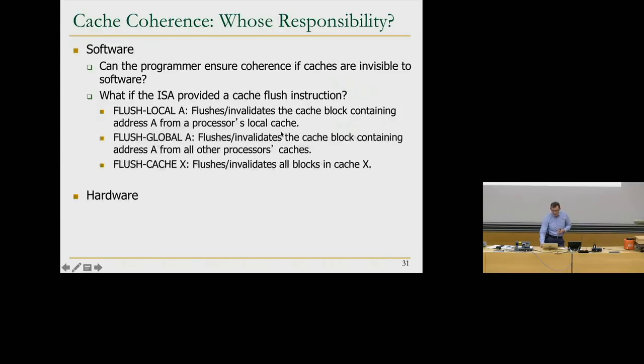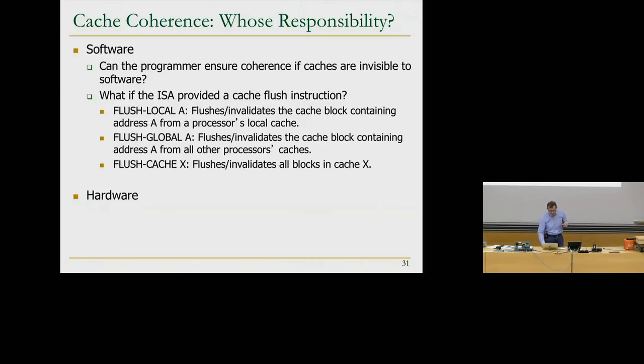Now, you could try and give some options to the programmer. These are some options that don't work, actually. For example, flush local: the programmer can insert this instruction saying, flush the cache block containing address A from this processor's local cache. It doesn't work. Flush global: flush meaning invalidate, get rid of the cache block containing address A from all other processors' caches. So flush global is a bit more interesting actually, although it doesn't work if you do it at the programmer level.